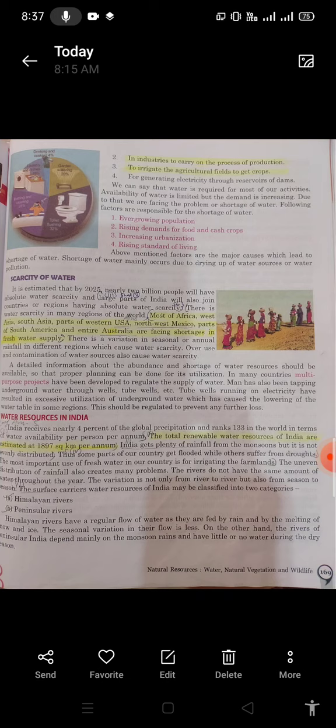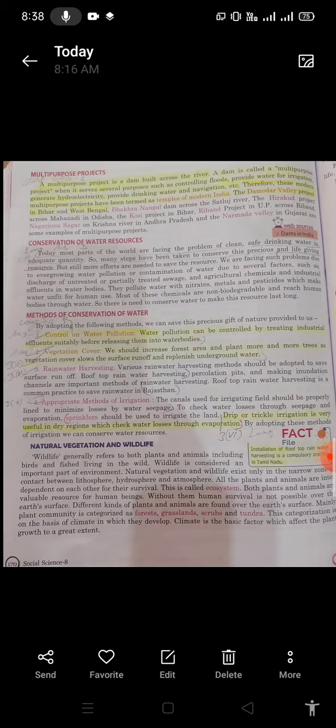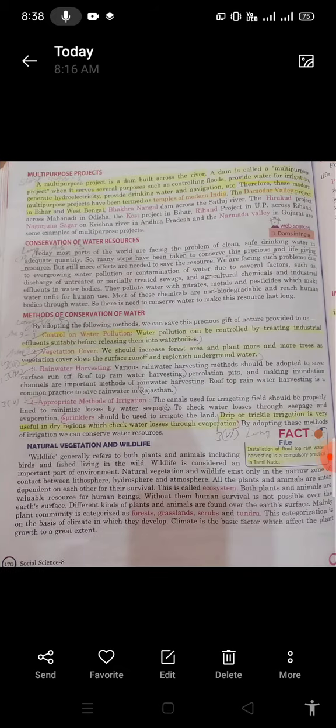Third, rainwater harvesting system. Various rainwater harvesting methods should be adopted to save runoff water. Rooftop rainwater harvesting systems, percolation pits, and making inundation channels are important methods of rainwater harvesting. It is mostly used in Rajasthan and the areas facing water scarcity in the world.